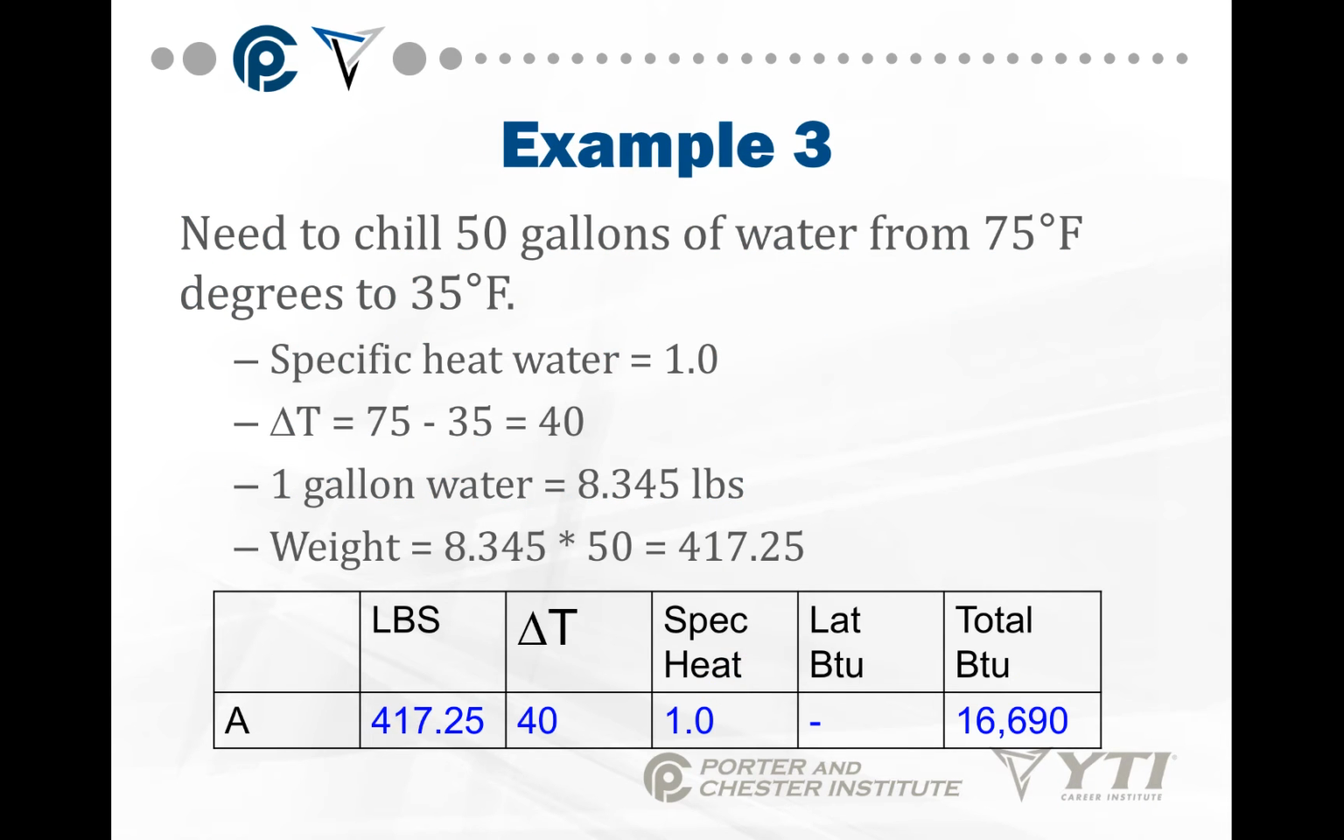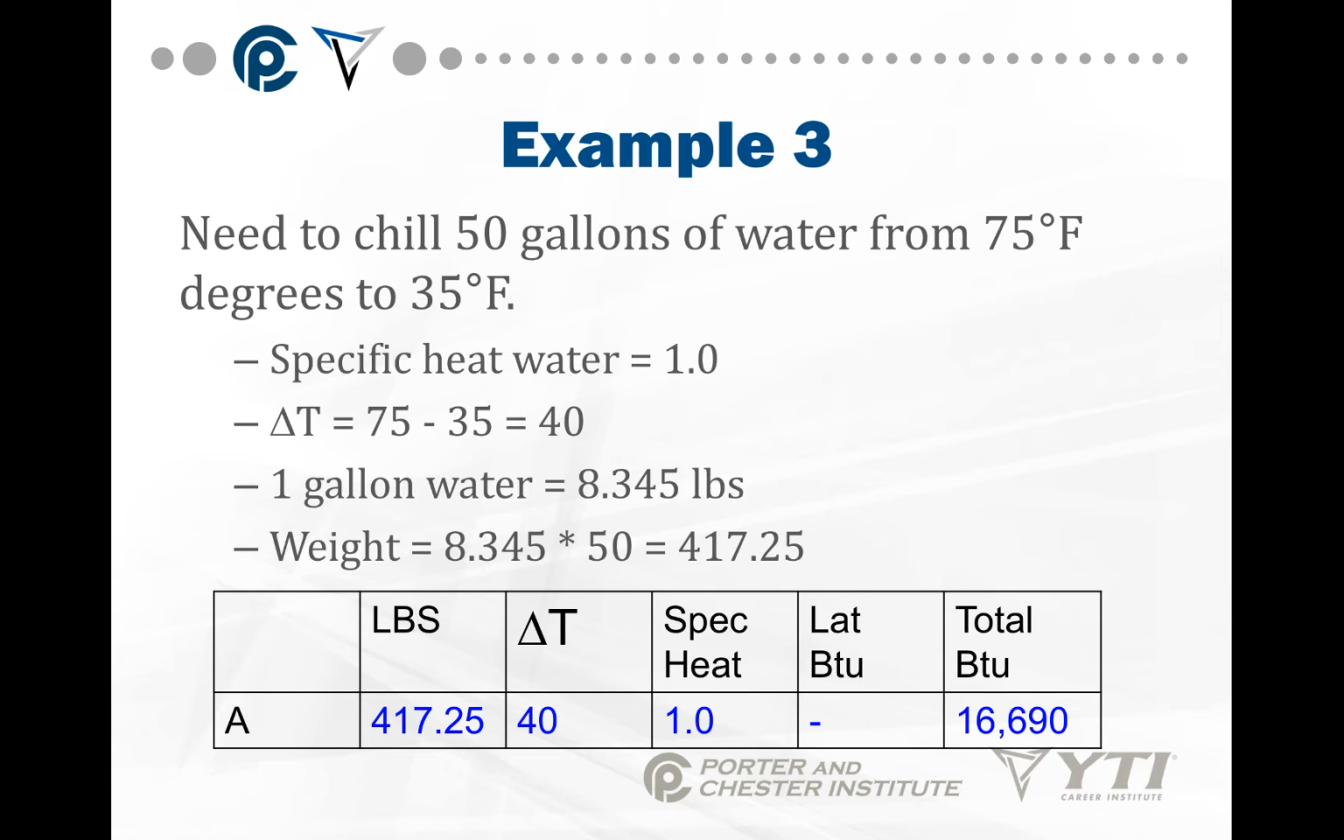Now, we're going to go to our third example. We have 50 gallons of water going from 75 to 35. The specific heat of water is 1.0. Remember I said water is a reference substance. That's 1 pound of water, 1 degree Fahrenheit, 1 BTU. So that's an easy reference substance. So our delta T is 75 minus 35, so we have to cool it 40 degrees.